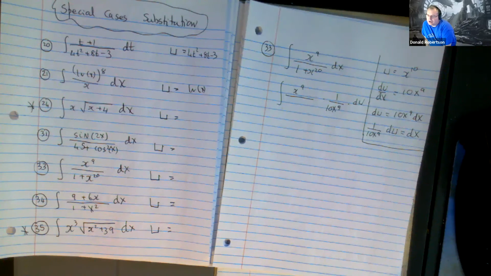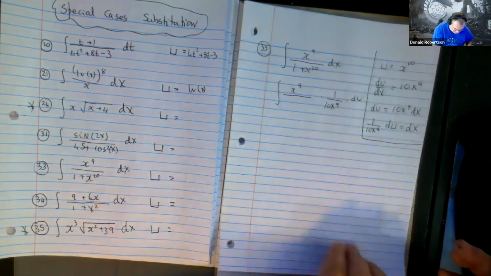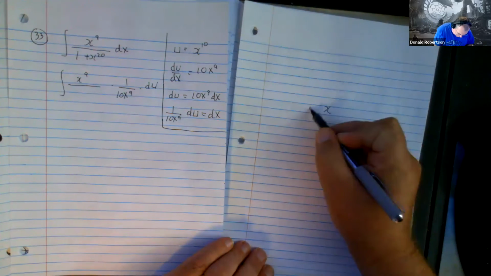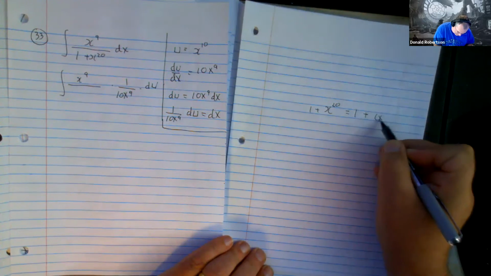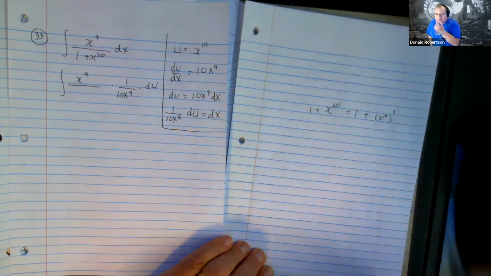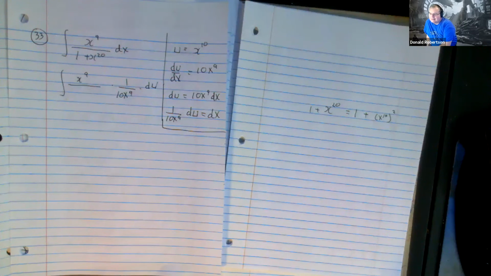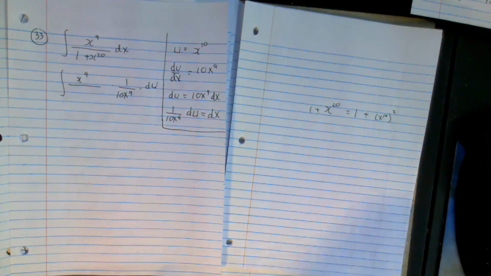I want things to become u's. So hopefully 1 plus x to the 20 can be written down using the u. Any suggestions? So here is 1 plus x to the 20. If I think of it as 1 plus x to the 10 squared, can you see where I'm going? Won't that be 1 plus u squared? Yeah.